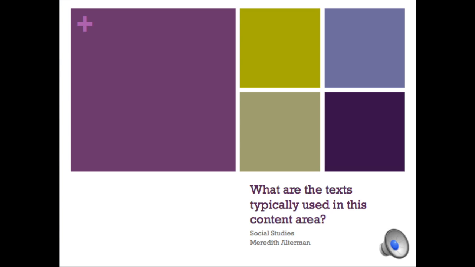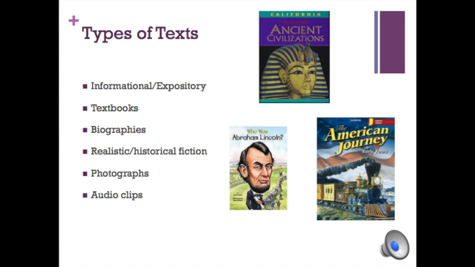In this part of the presentation, I'm going to talk to you guys about the types of texts that are typically used when we're studying social studies. What we usually end up seeing with these text types are the informational or expository types of writing, like textbooks, for example. Some I have shared here are Ancient Civilizations and The American Journey. Both show different ways to study history and two types of history.